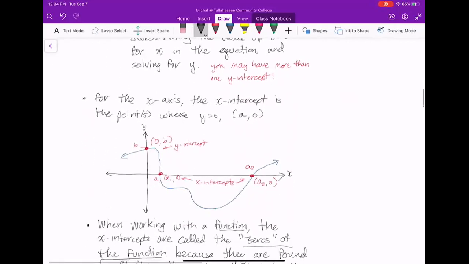For the x-axis, the x-intercept is the point where y is equal to 0. We also call it a, 0. So in this little graph that I drew, we see that we have one intercept, which is 0, b, which is where the y-axis intersects the graph. And we also have x-intercepts, and there's two of them, at A1 and at A2, the points A1, 0 and A2, 0. So there are two x-intercepts on this graph.